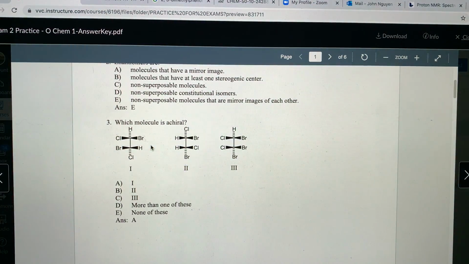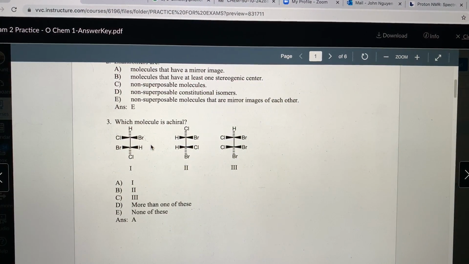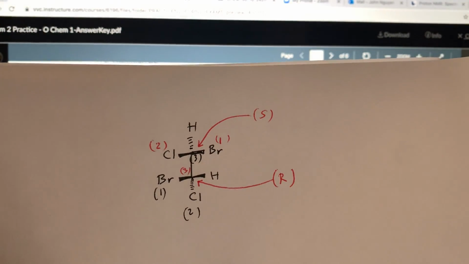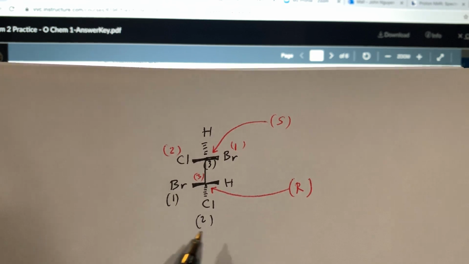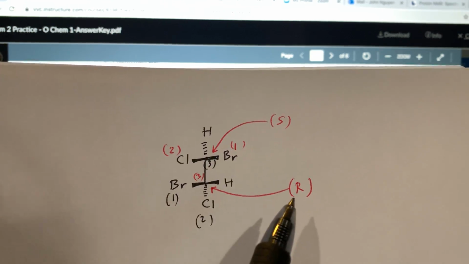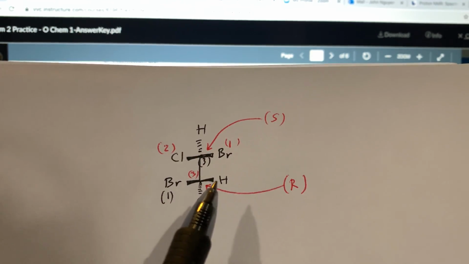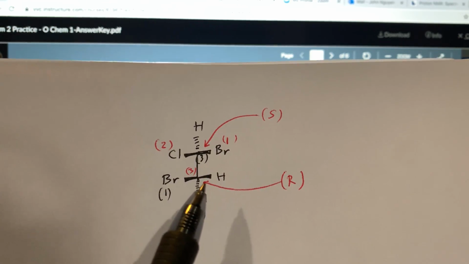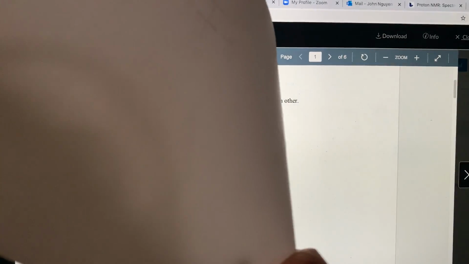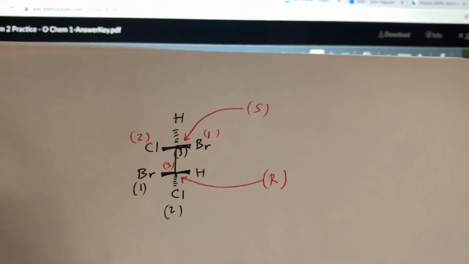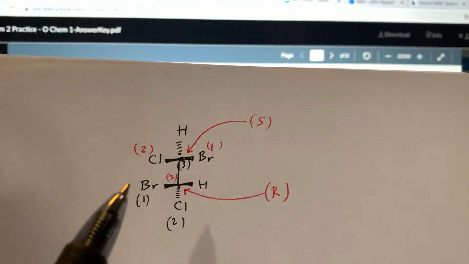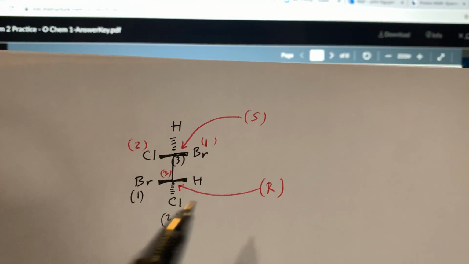Okay, so 1, 2, 3. Okay, there it is. 1, 2, 3. So it looks like S, which is actually R, because hydrogen is towards you. Okay, because you've got to turn the molecule around. All right, so now we've got the carbon on the top here is S, the bottom one is R.